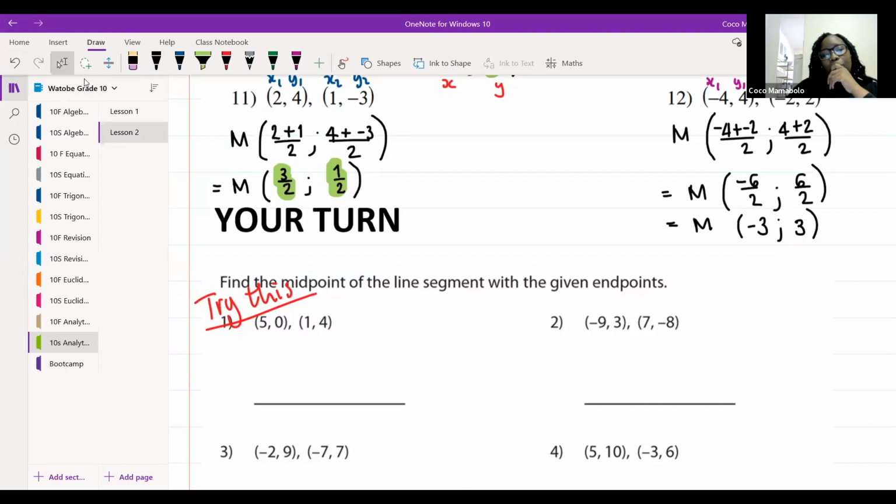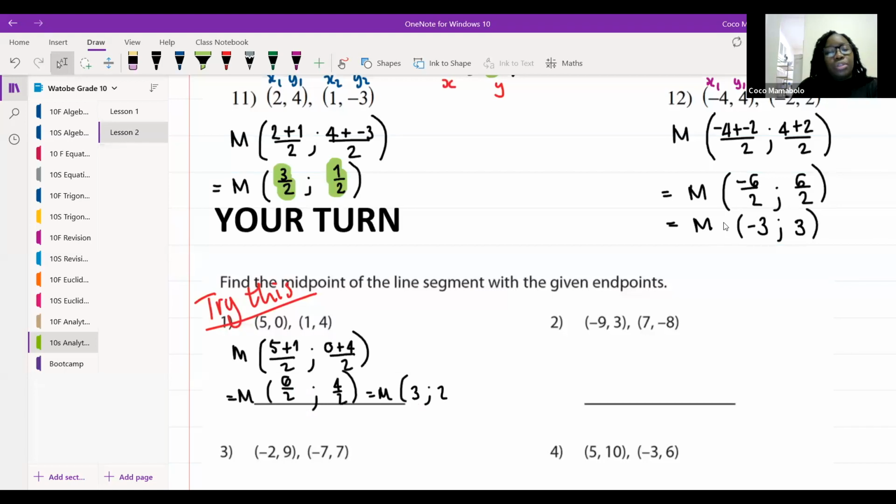Ma'am, I wanted to answer. Yes, absolutely. Do number 1 for me. Okay, ma'am. So we have m equal to 5 + 1/2, good, then 0 + 4/2, good. So my m is going to be, the coordinate is 6/2 and 4/2, which simplifies to 3 and 2. Beautiful. Yes, that's it. Well done, part 2.